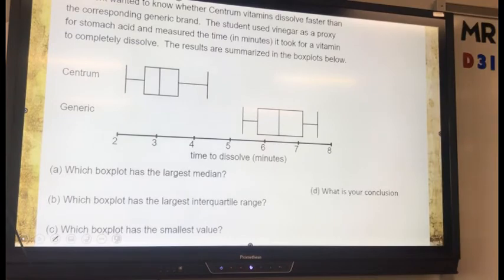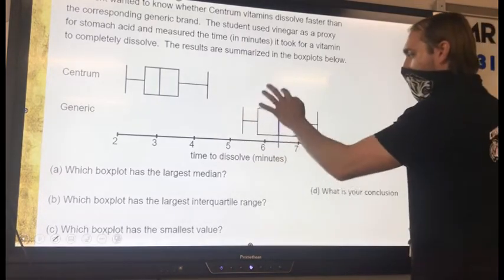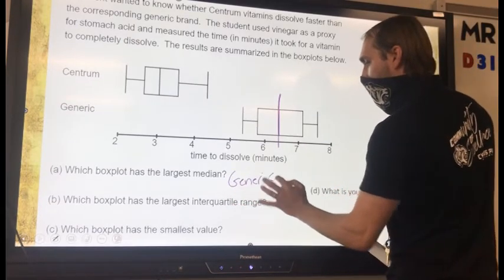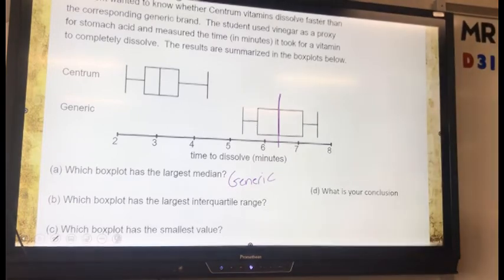A student wants to know whether Centrium vitamins dissolve faster than the corresponding generic brand. The student used vinegar as a proxy for stomach acid and measured the time in minutes it took for a vitamin to completely dissolve. The results are summarized in the box plots below. Which box plot has the largest median? Generic, right? Right here. So its median took longer than Centrium to dissolve.